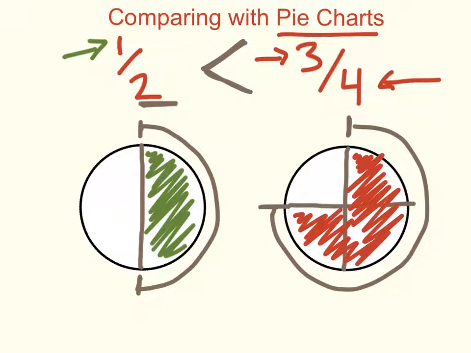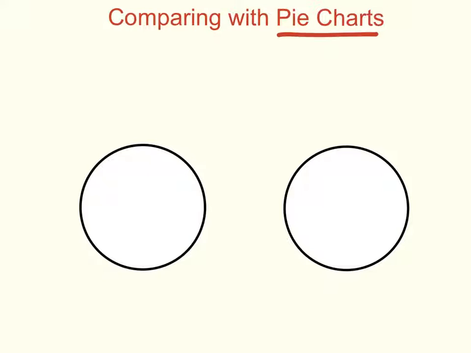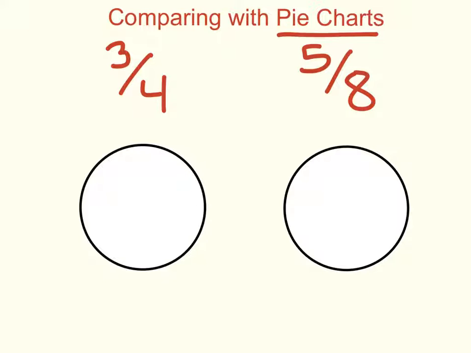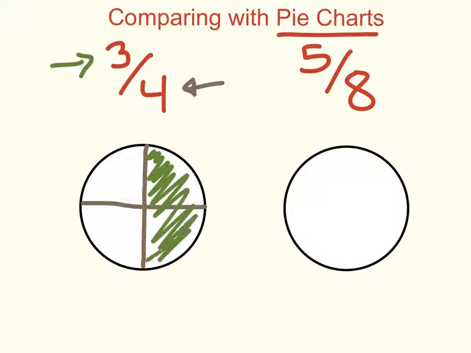Let's do another example. Let's compare 3/4 and 5/8. So in the first fraction, quarters, I want to make quarters or fourths. So I'm going to cut the pie chart in half once, and then in half a second time like a big plus symbol. And I have 4 pieces. And I'm going to shade in 3 out of the 4. And that pie chart shows 3/4. Of course, you'll shade it in much more neatly than I did. I'm sure of it.